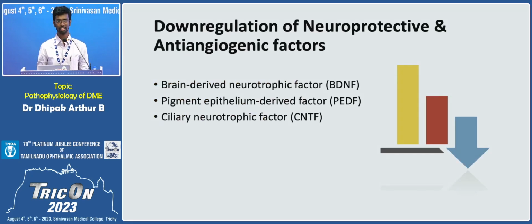Now we saw these bad chemicals, which are the angiogenic factors and the pro-inflammatory factors. But we also have some good chemicals. These are chemicals which prevent macular edema formation. What happens in hyperglycemia?